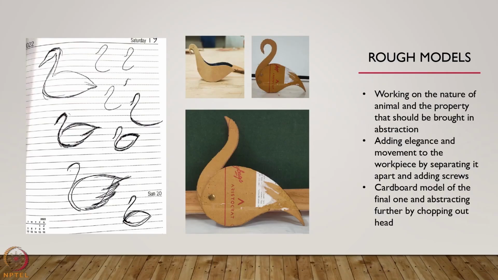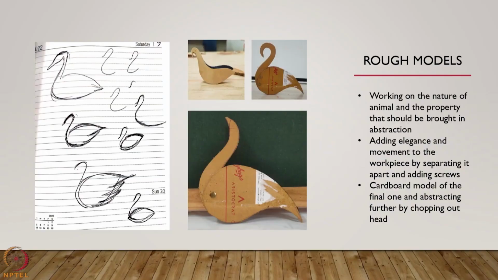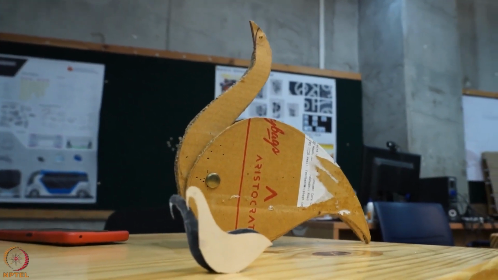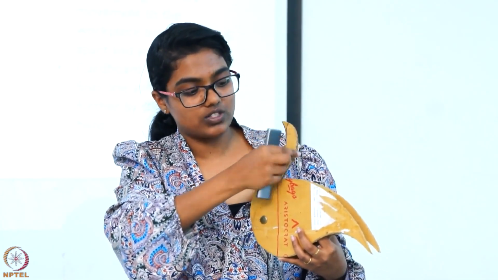But the problem with this was the neck was too bent for it to be understood as a swan. So we had to abstract it. That was the whole idea of the assignment. And we chopped off the neck and came up with this model. The curves show the elegance, and the chopped neck is also very curved. It has a curvy nature.